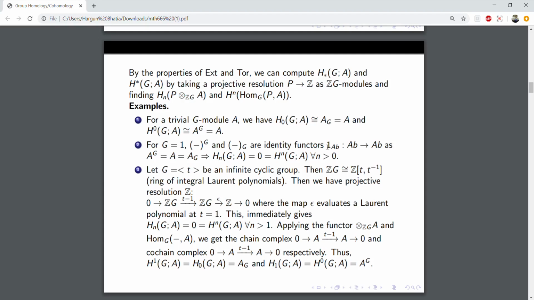the group ring is just Z, and the category of G modules is nothing but the category of abelian groups, that is, Z modules. Also these functors are the identity functors, right? So since these functors are exact, the left derived and right derived functors of an exact functor are zero.